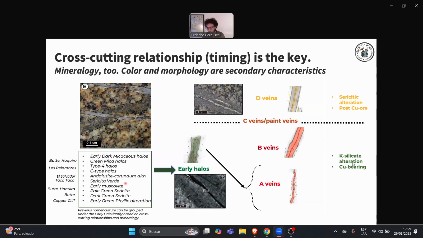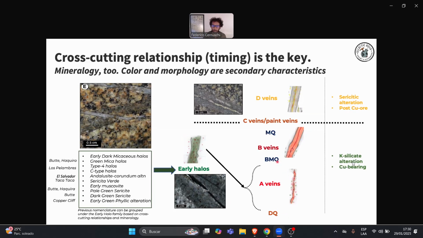Sericita verde, very common name in South America. And we're also going to bring into the discussion of timing of veins other vein generations of quartz, because not all the porphyry veins with quartz are A or B. We have deep quartz veins that are typically barren and predate A veins, more related to USTs and massive quartz.